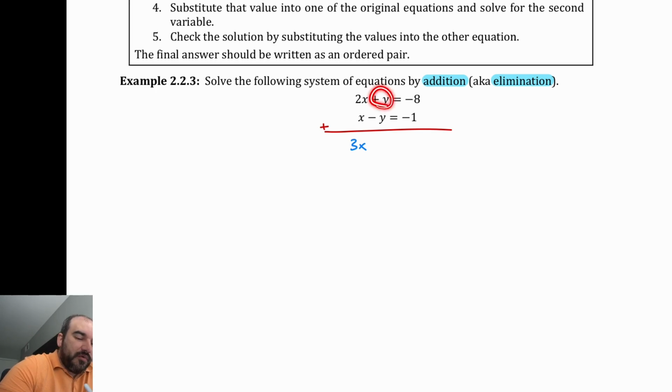A +y and a -y, because they're opposite signs and the same number, are going to cancel each other out. We're going to get 0 essentially when we add those two together. It's like adding 5 and -5 together, right? That gives you 0. So that goes away. And then we have the equals, and then a -8 plus a -1 gives me -9.